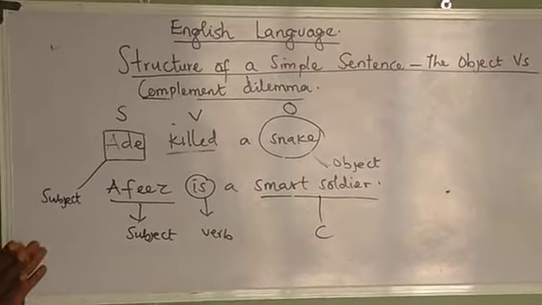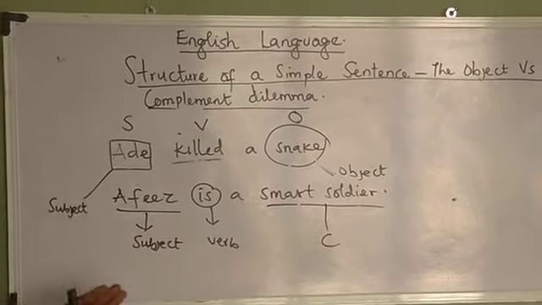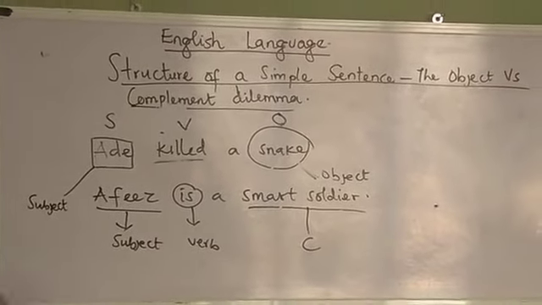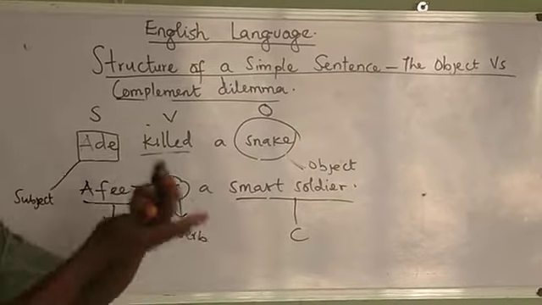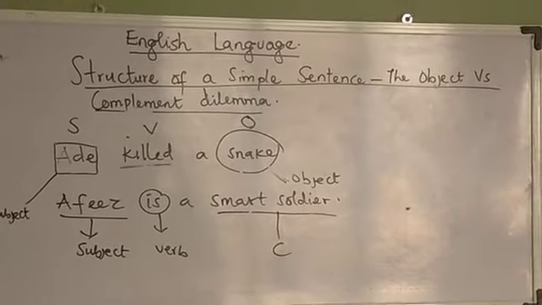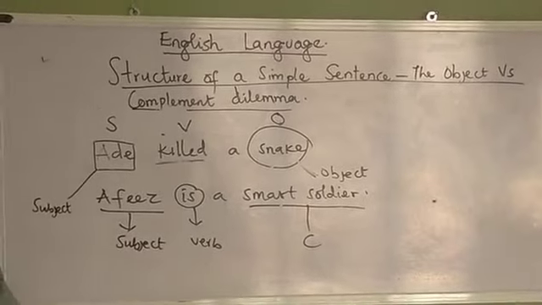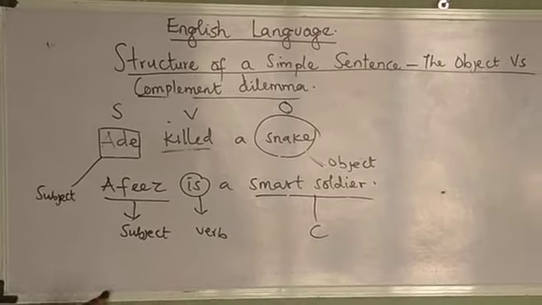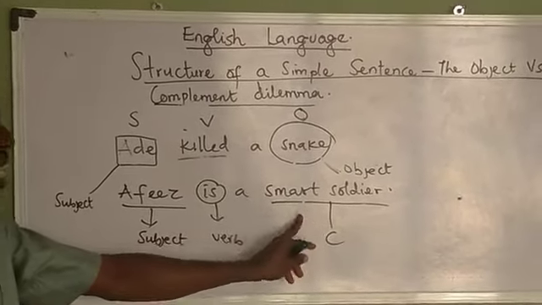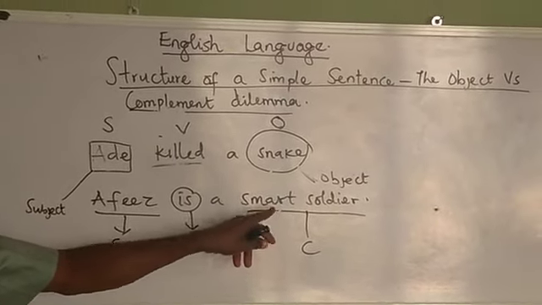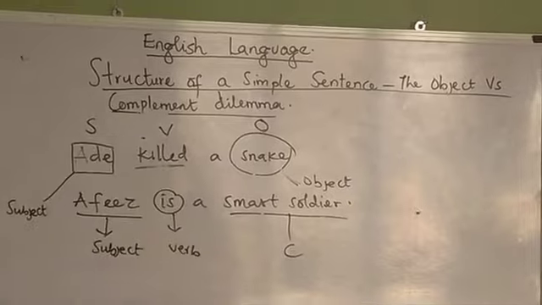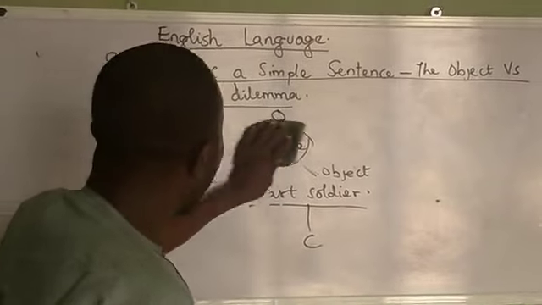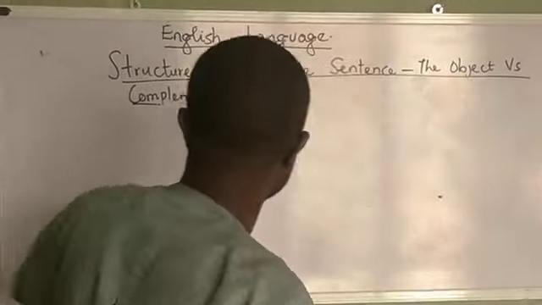That is the clear boundary between the object and the complement. In a sentence where there is an object, the object will be the receiver of the action. But in a sentence where there is a complement, the complement will be giving us additional information about the subject. It won't serve as a tool that is receiving any information from the subject. Now let me give you something like a drill to see if you have actually understood this thing.